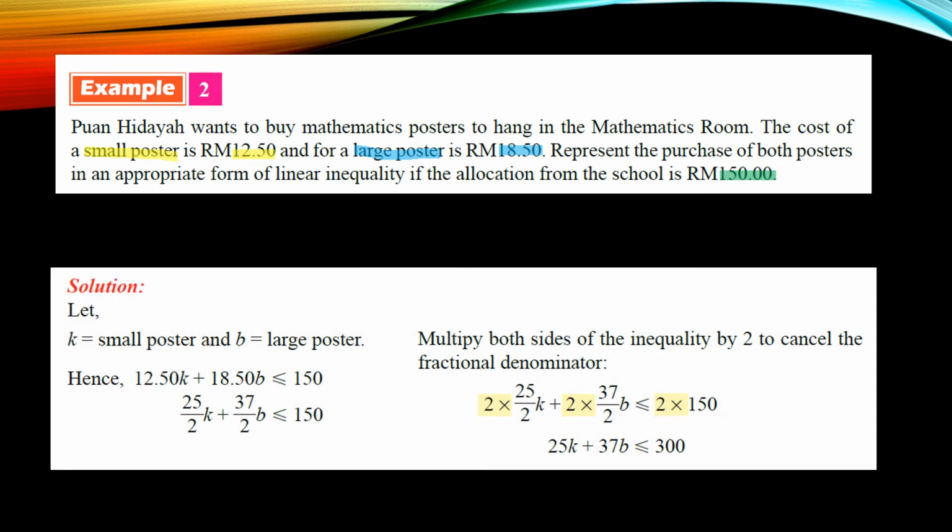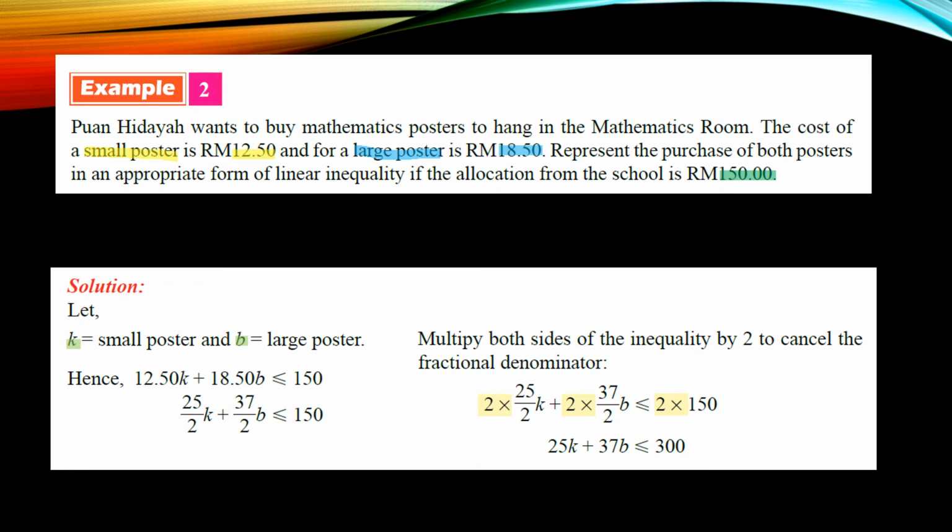Just now in example 1, we use X and Y. So now you can use, here they use K. K represents small poster, or number of small poster. That means how many posters that Puan Hidayah wants to buy. So that is K. Then B. What is B? B is the number of large poster.